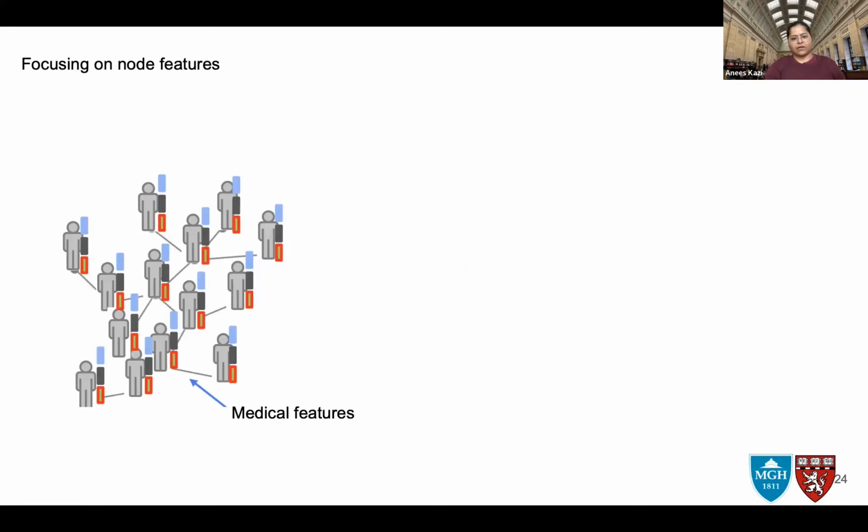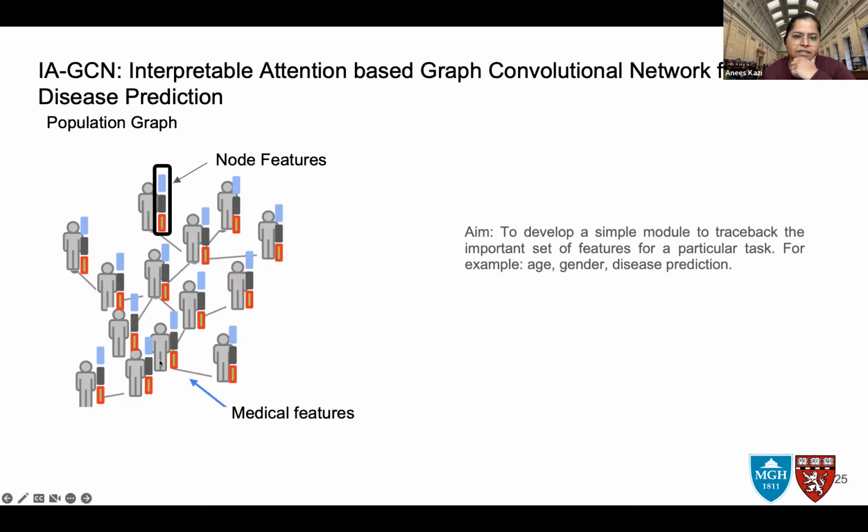The second work that I want to talk about is interpretable attention. So basically, now we have looked into how we learn the graph, right? We wanted to look into the effect of node features itself too. Given the input setup as a graph constructed from medical features, node features are definitely coming from medical data. So basically we wanted to see which input feature is important for the task. Here, this is the name of the paper: Interpretable Attention-Based Graph Convolutional Network for Disease Prediction. The aim was to develop a simple module that can track back the important set of features for a particular task. For example, the task could be age, gender, or disease prediction. Given these three tasks, which input features are most relevant? And this was also like interpreting the input setup, in terms of clinical interpretability of the model, right?